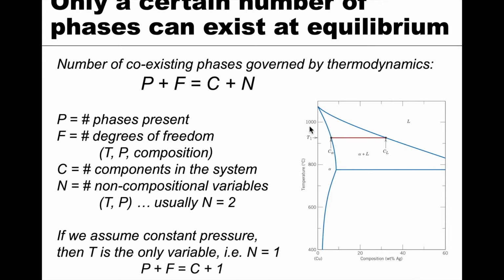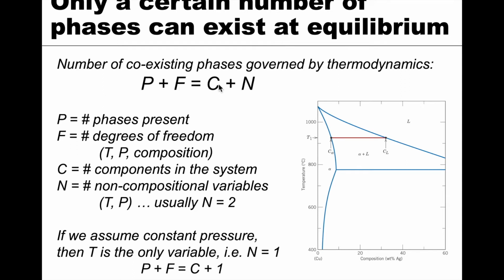This is actually a relationship that can be derived somewhat simply. You may do this in thermodynamics, but we're going to leave that up to a different class, and we're just going to go over the implications of the Gibbs phase rule. This is the Gibbs phase rule, which is stated as P plus F equals C plus N. So again, very simple rule.